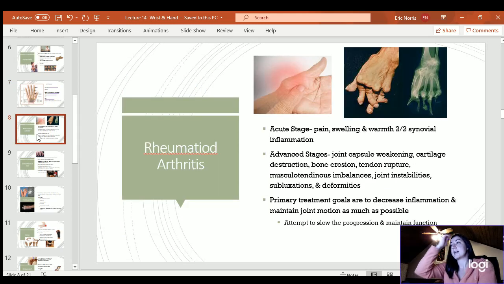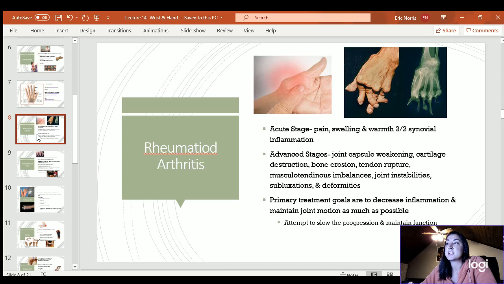Rheumatoid arthritis. So we already are aware that this is a systemic disease, and in late stages of rheumatoid arthritis, there are significant deformities that occur in the hand. So it's painful. There's usually swelling. There may be some warmth in the hand because of the swelling. The swelling is in the synovium.